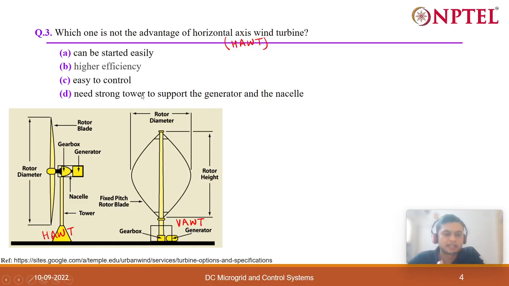And this vertical axis wind turbine is basically used for lower power rating, and even for lower power rating we can use it in a crowded place also. But this horizontal wind turbine requires open space, because it has rotor blades 70-75 meters long, so it needs space, and it is a little bit noisy as compared to the vertical axis wind turbine.